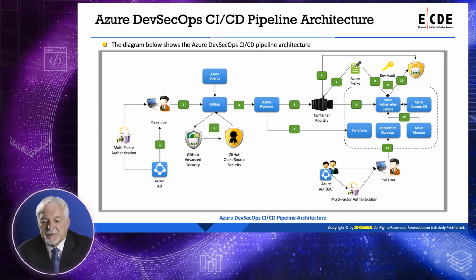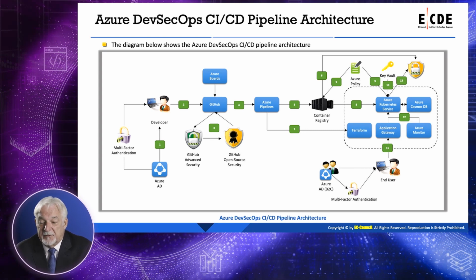The developer commits to GitHub Enterprise, driven by work items and bugs tracked with Azure Boards. GitHub Enterprise can integrate automatic security and dependency scanning through GitHub Advanced Security and GitHub Open Source Security. A pull request triggers the CI builds and automated testing in the Azure Pipelines. At step 5, the CI build in Azure Pipelines generates a Docker container image that's stored to the Azure Container Registry. And that's going to be used at release time by the Azure Kubernetes Service.